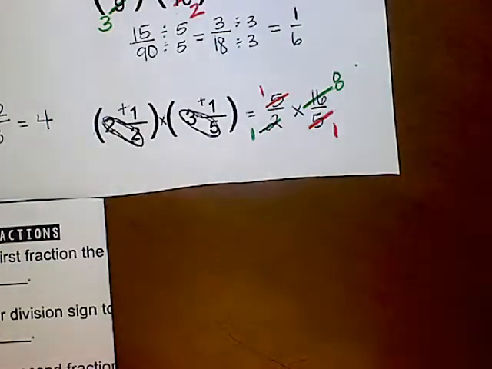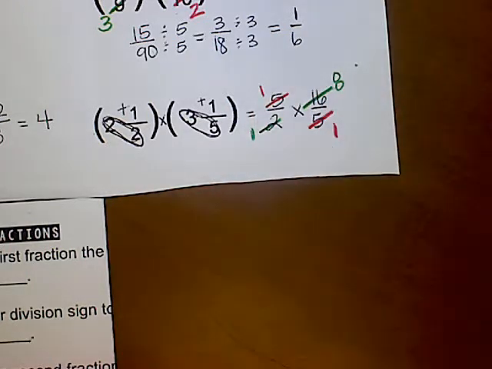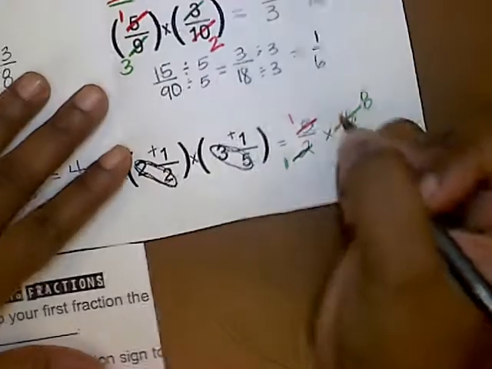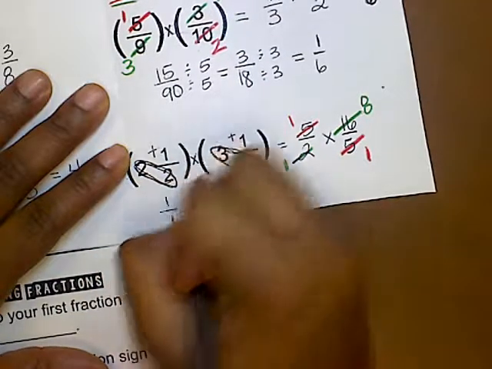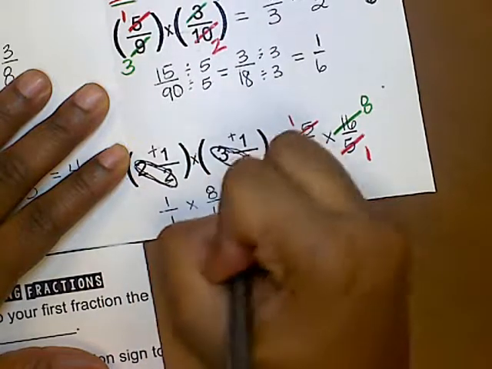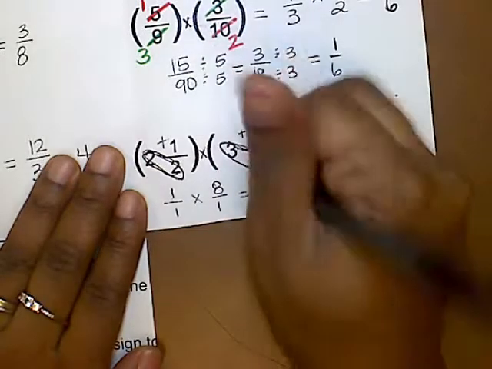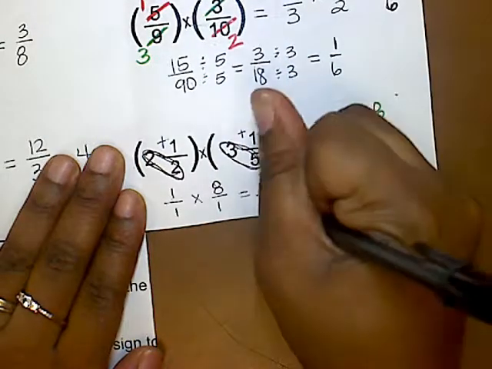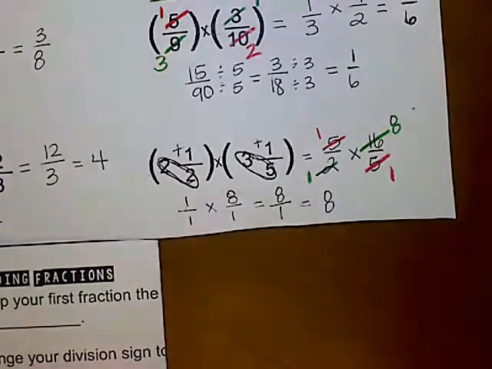And notice my colors show me how I'm simplifying here. It is showing me that I'm simplifying going diagonal. So now I have a new problem, and that's going to be 1 over 1 times 8 over 1. And now just multiply straight across. 1 times 8 is 8. 1 times 1 is 1. 8 divided by 1 is 8. There you go.